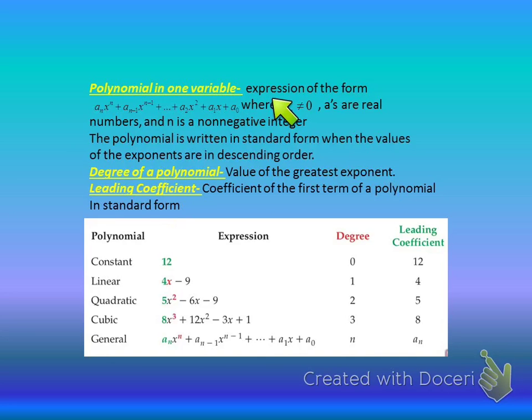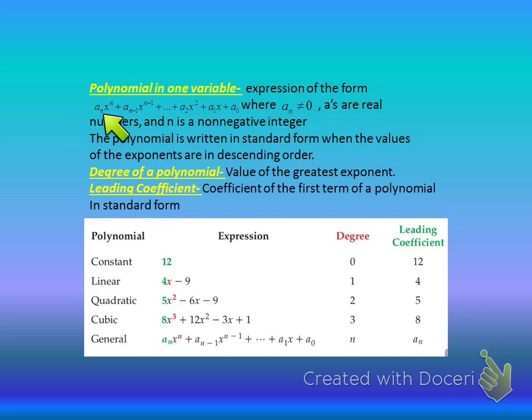A polynomial in one variable is an expression of the form, let me get technical, a sub n times x to the nth plus a sub n minus 1 times x to the n minus 1 plus yada yada yada yada plus a sub 2 x squared plus a sub 1 x plus a sub 0. Blech. No. Here's what it means. Ready?